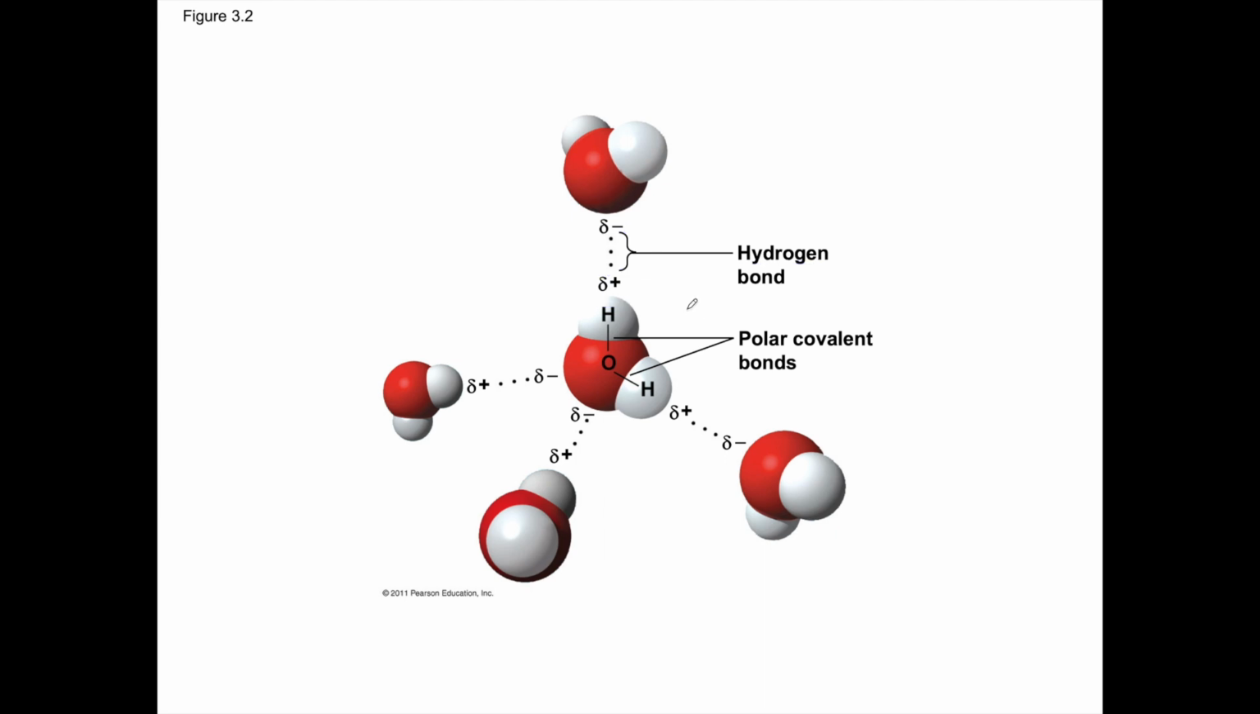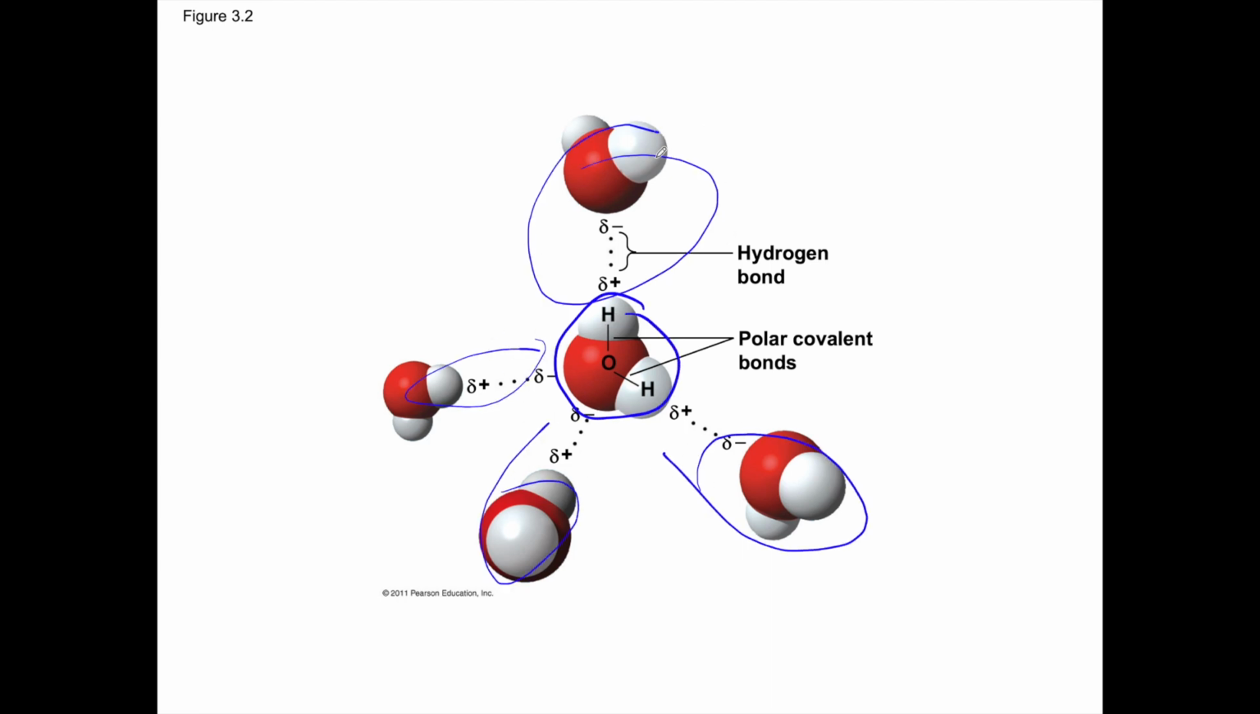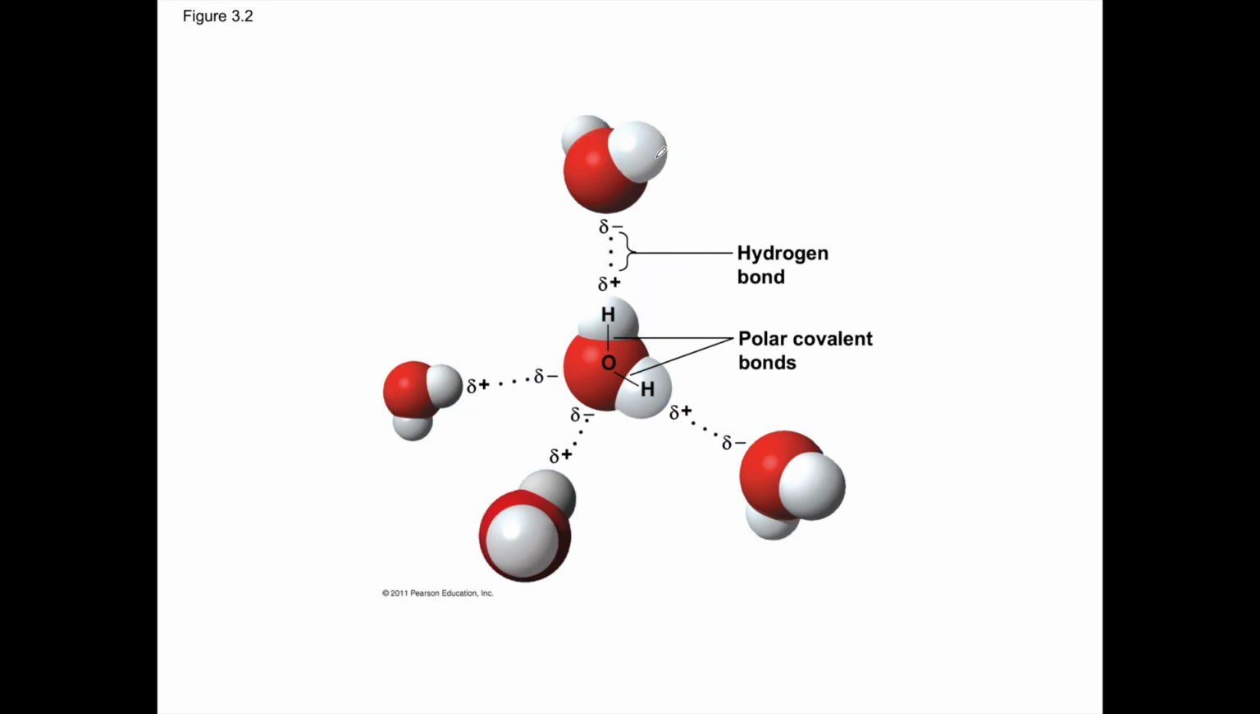Now, what I did not talk about last time is the fact that one water molecule does not form a hydrogen bond with just one other water molecule. Like you can see in this figure here, this water molecule in the center has hydrogen bonds to 4 other water molecules. Okay, so it turns out that water forms lots of hydrogen bonds with water.